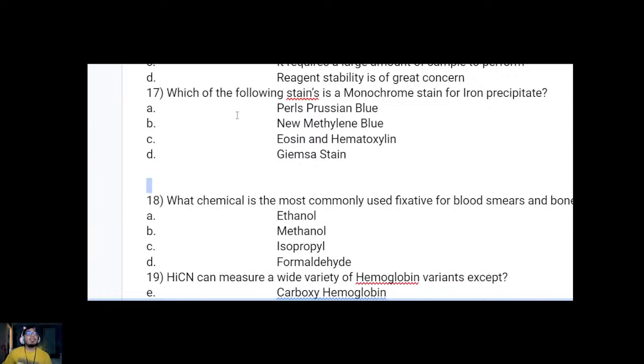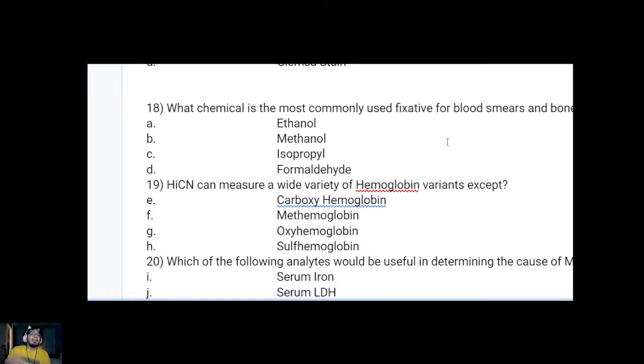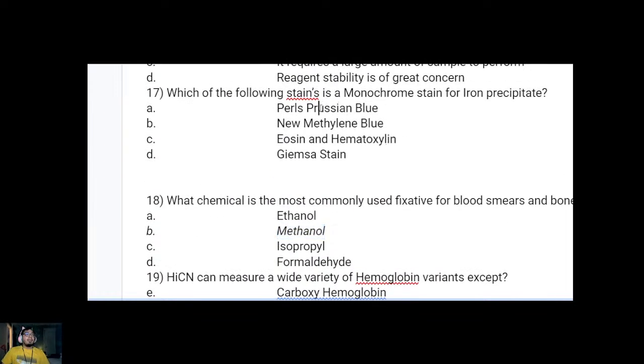Now, which of the following stains is a monochrome stain for iron precipitate? It's not methylene blue. It's Pearl's Prussian blue. Iron deposit is what we're checking. Now, what chemical is the most commonly used fixative for blood smears and bone marrow aspirates? It is methanol.